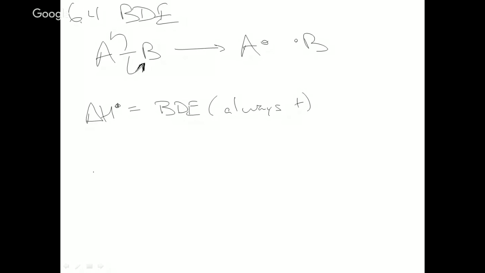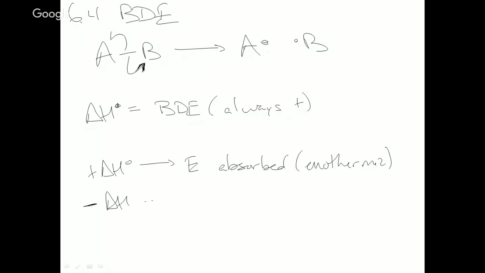Let's look at what we mean by this, and we use H2 as a nice example. Positive delta H, when energy is absorbed, it's endothermic. Negative delta H, energy is released, exothermic. So let's look at H2 as a nice case study.